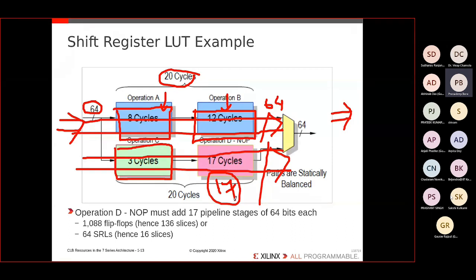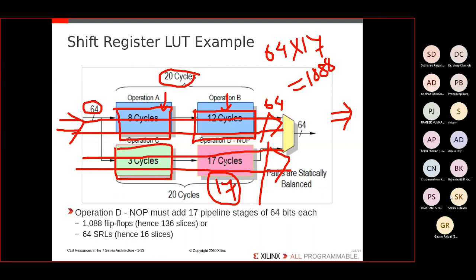So 17 flip-flops will be used. And how many data bits are there? 64. So 64 cross 17, how many flip-flops will be required? 1088 flip-flops. For doing no operation, these flip-flops are not doing anything, just registering for multiple clock cycles. So 1088 flip-flops will be required for registering 64 bits of data for 17 clock cycles.